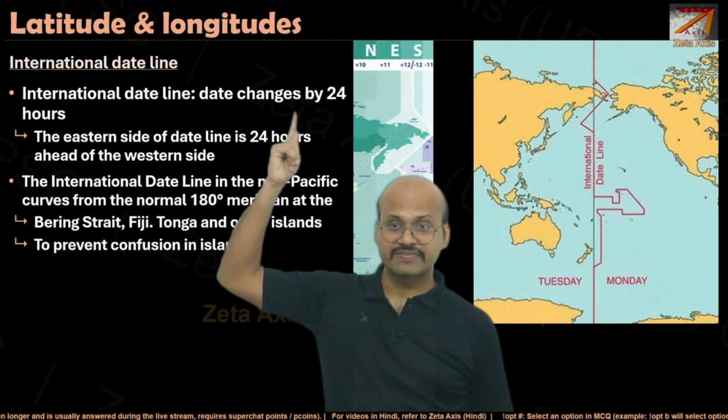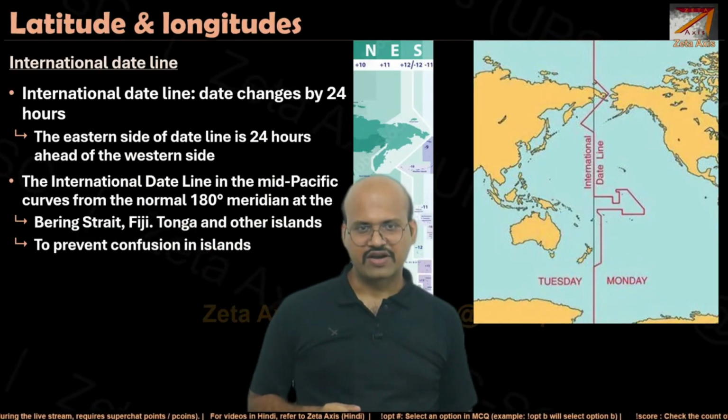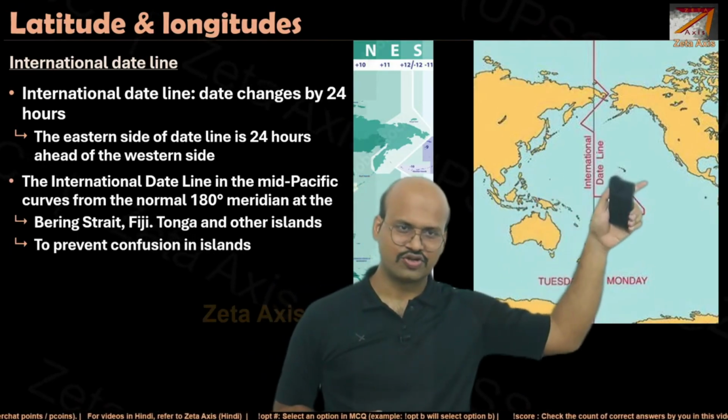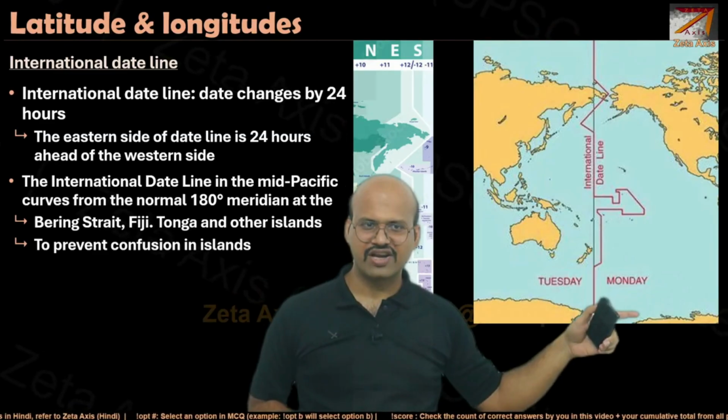International dateline: the date changes by 24 hours. If you cross this, the time will change by 24 hours. If you are moving from here towards the US, you are losing a day. So if it is Tuesday on this side, you will have Monday on that side.